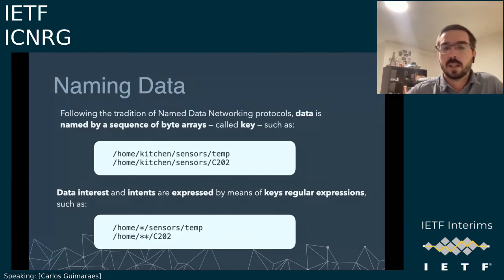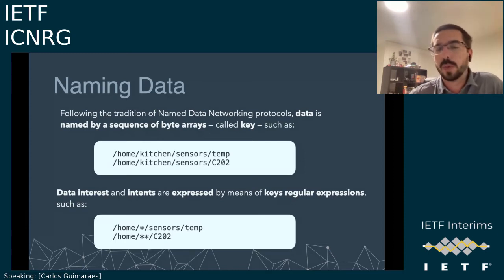The way Zeno names data is inspired by ICN protocols like NDN, and it does that by defining a set of byte arrays that are called name segments. These can be grouped together in what we call a key. By doing it, we can explicitly declare the interest in some data or in some particular piece of information, or declare our interest in all data that matches a given regular expression.